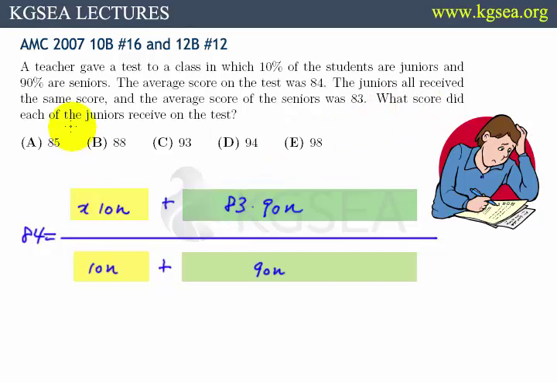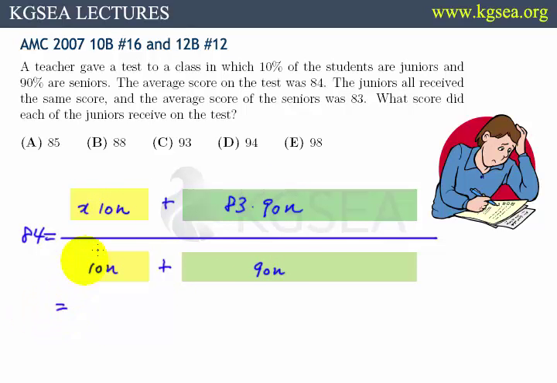What score did each of the juniors receive? They all received the same score, so all I have to do is find x, but I hope you are bothered by this. I have one equation, and you see two variables. This should bother you. You cannot solve two variables with one equation unless one variable disappears on you. n has to disappear, and it's promising. See, n will disappear. Let me show you.